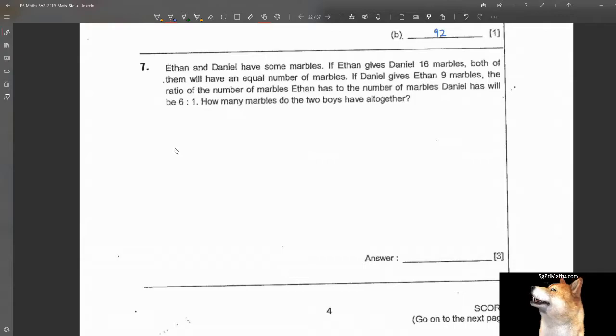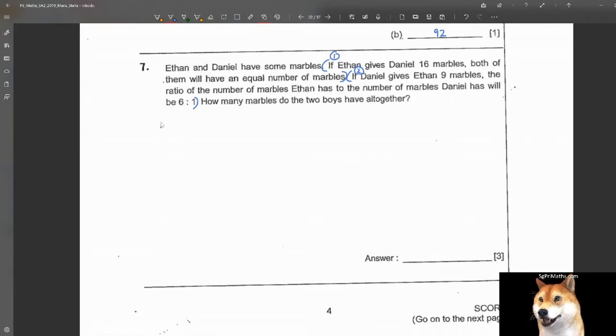Alright, question 7. Ethan and Daniel have some marbles. If Ethan gives Daniel 16 marbles, both of them will have an equal number of marbles. So this is the first scenario. Second scenario, if Daniel gives Ethan 9 marbles, the ratio of the number of marbles Ethan has to the number of marbles Daniel has will be 6:1. So this is the second scenario. So how many marbles do the two boys have altogether?